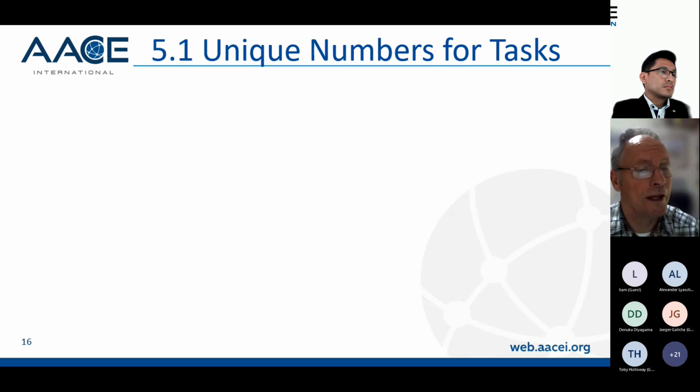So first of all, unique numbers for tasks. It's really important that you have a unique number for tasks so that when you are referring to a program, you are referring to a specific task in a program. And as I say, line numbers change when you fill right, so you cannot use line numbers in delay analysis.